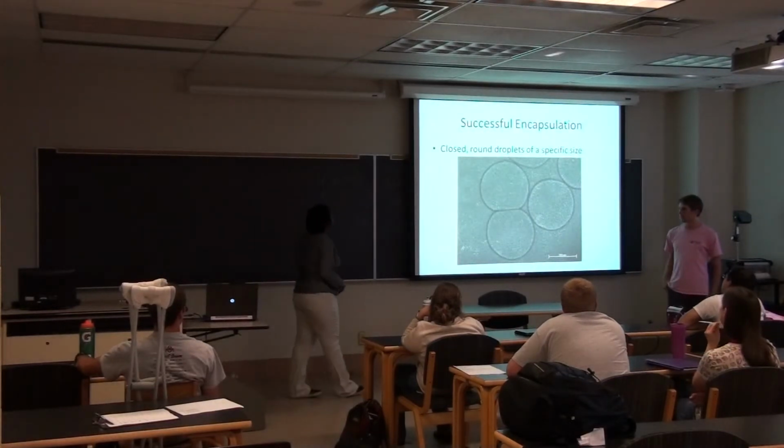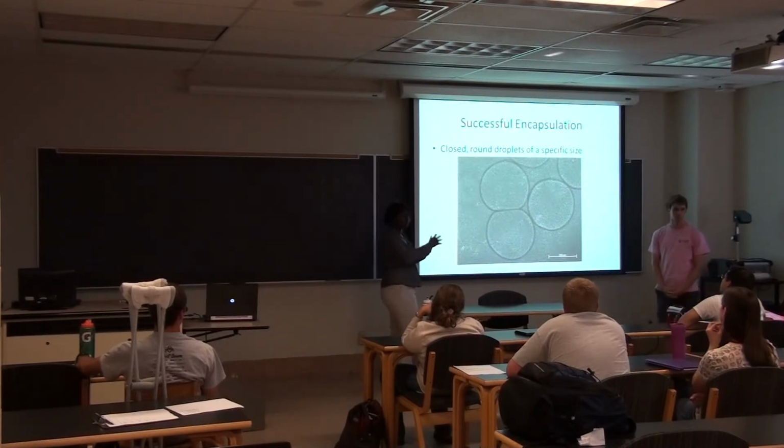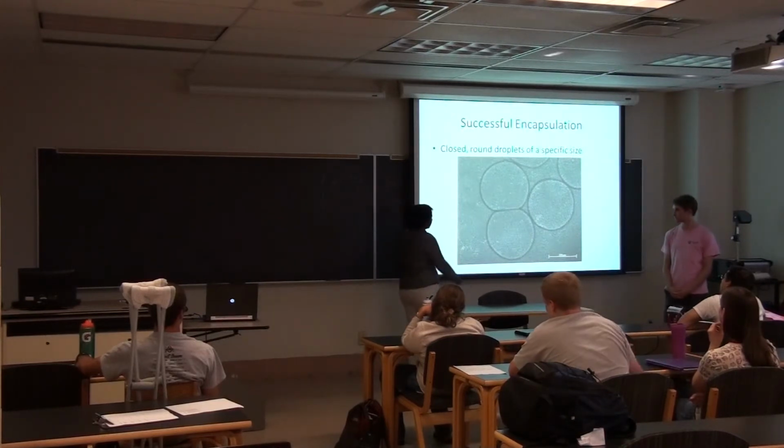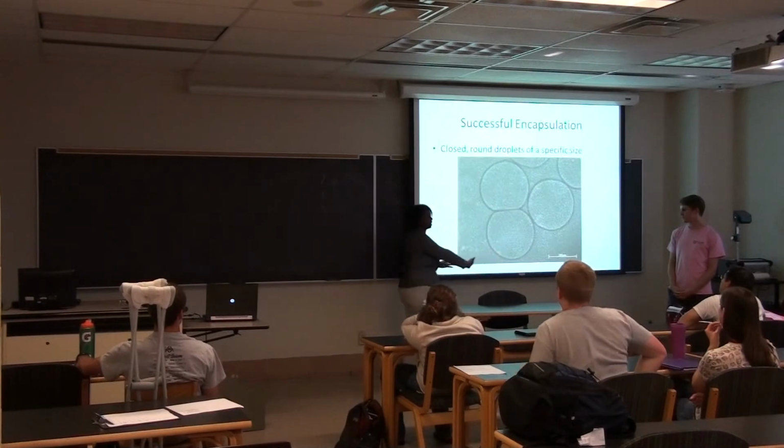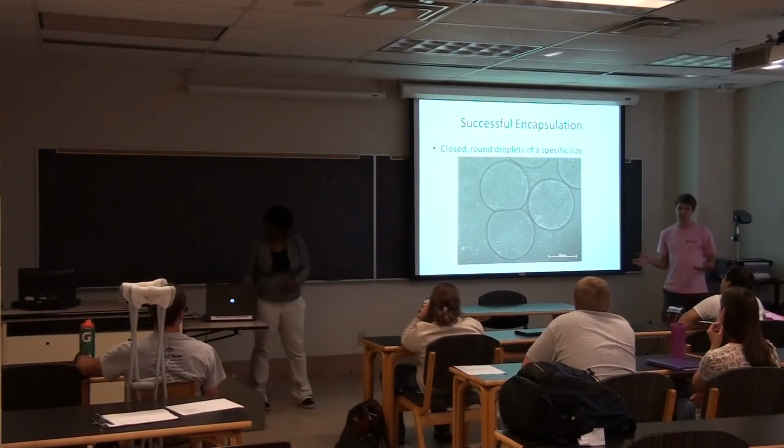So this is a picture that shows successful encapsulation within Jack's lab. And what successful encapsulation is that everything's round and it's closed, there's no holes through it, so nothing can get in and out. And they're all about the same size, and you see that they're all about 200 microns, which is very small. So the design process is pretty simple.